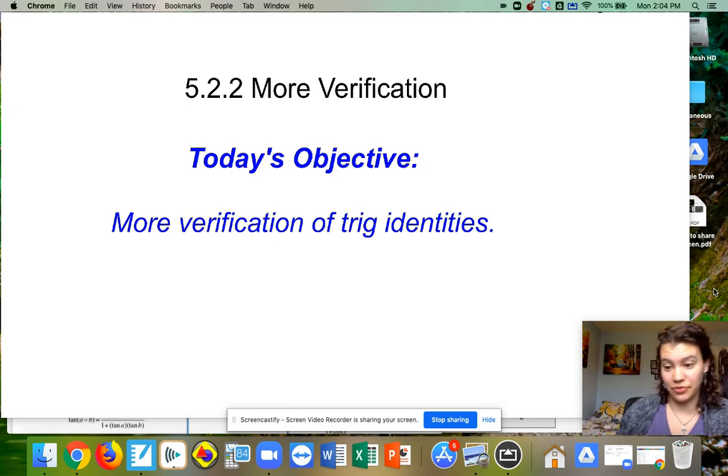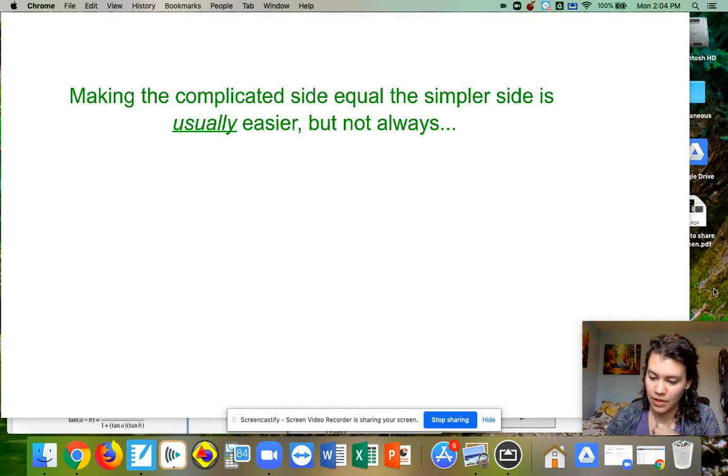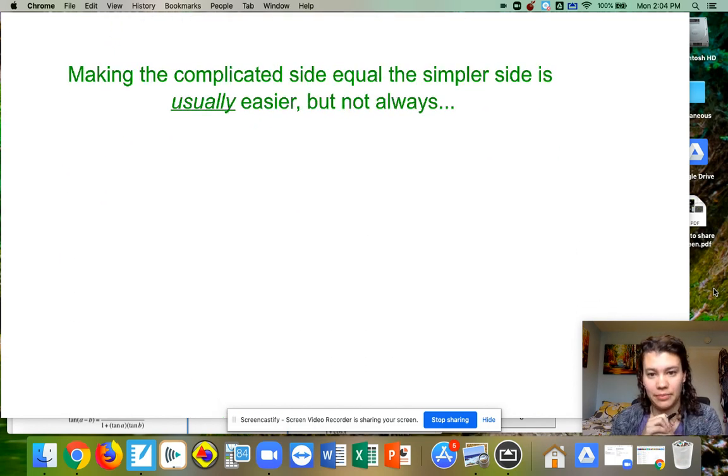Okay, today we're going to do some more verification. So it should be similar to everything we've done before, just slightly different. So usually you start with the more complicated side and then work to get towards the simpler side.